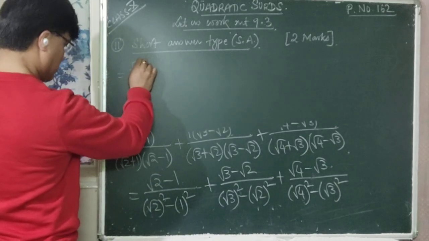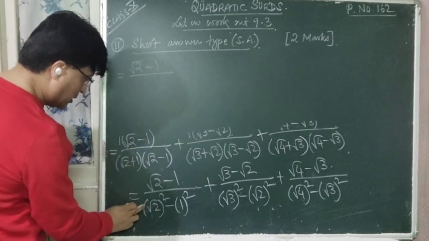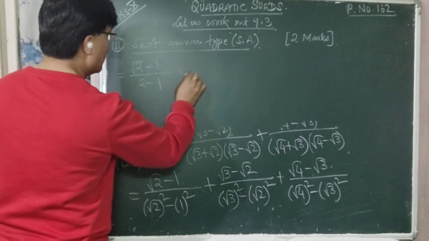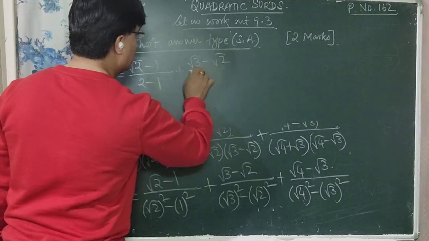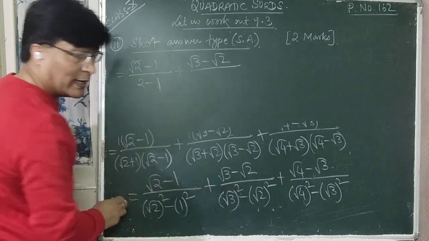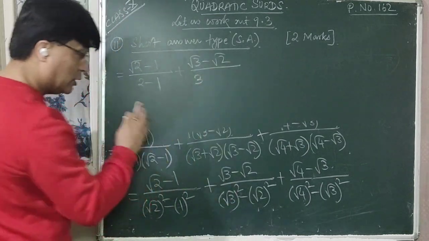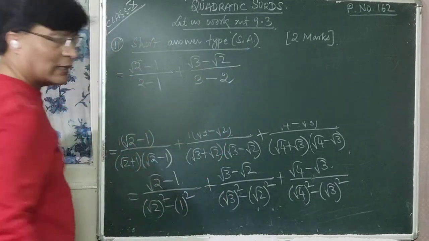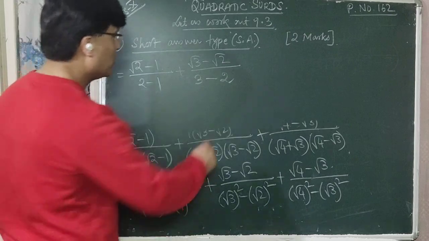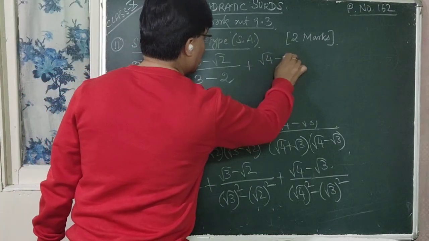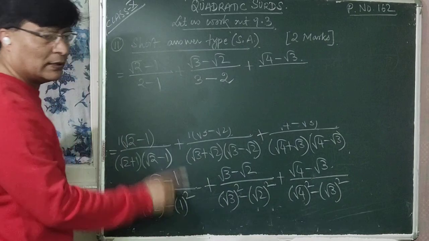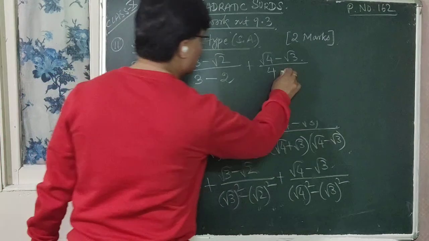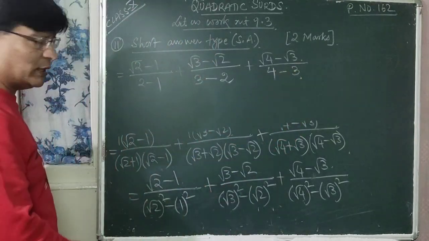It is equal to root 2 minus 1 divided by, what is root 2 whole square? Root 4, that means 2. 2 minus 1 square is 1, plus root 3 minus root 2 divided by, what is root 3 whole square? Root 9, that means 3, minus what is root 2 whole square? 2, plus root 4 minus root 3 whole divided by, what is root 4 whole square? That is your 4, right? What is minus root 3 whole square? That is 3. Is that clear?